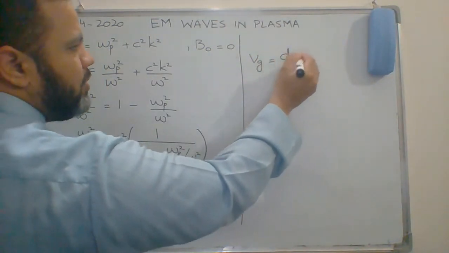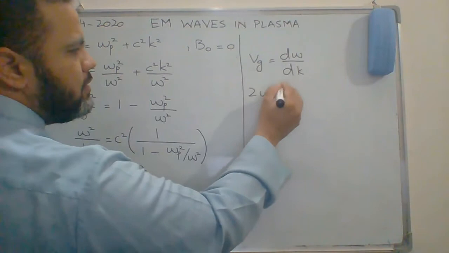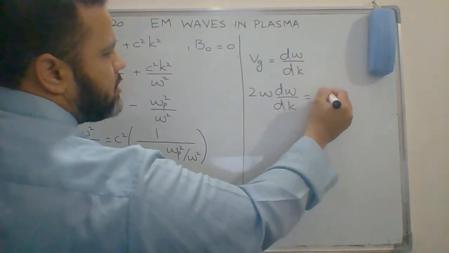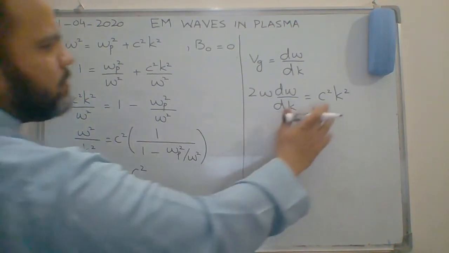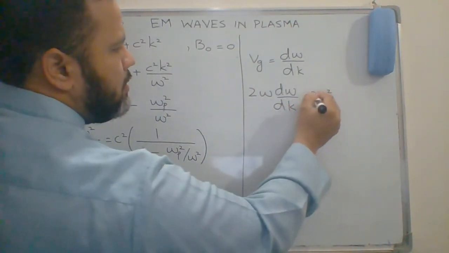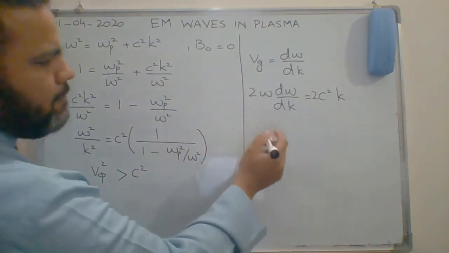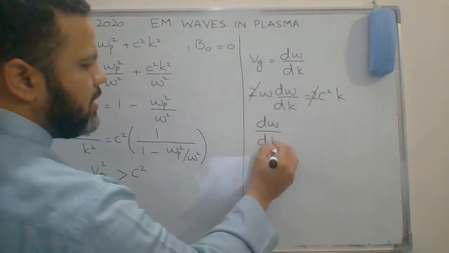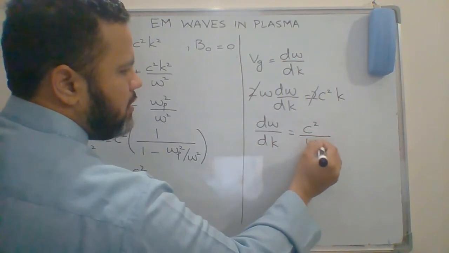This is going to be d omega by dk. So if I differentiate this term, 2 omega d omega by dk equals, oh sorry, 2 c square k. I have to differentiate it with respect to k. So from here I can see d omega by dk will be c square divided by omega by k.